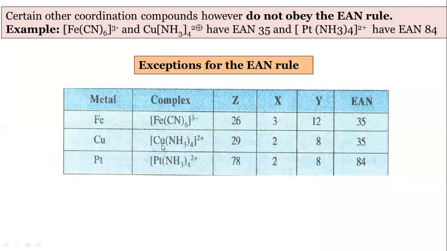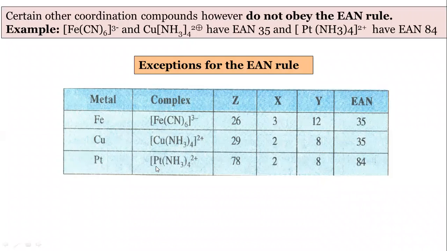I will discuss this copper example also. The atomic number of copper is 29. See, ammonia ligands are neutral ligands. Again, 4 into 0 will be 0. So the oxidation state of copper will be again plus 2. So X is 2 and Y will be 8 because 4 ligands donate 8 electrons. So 29, 2 and 8, according to this formula, we get 35 here.